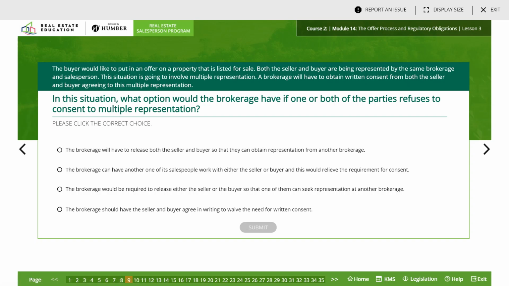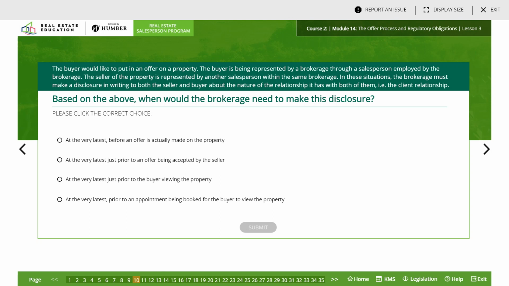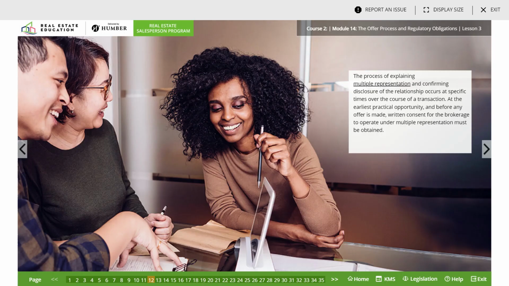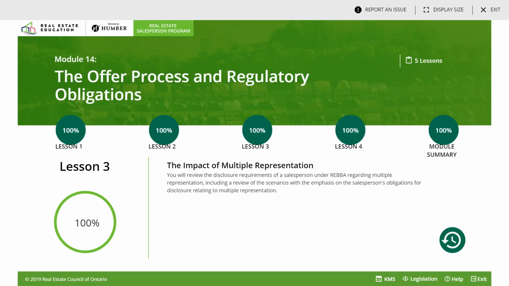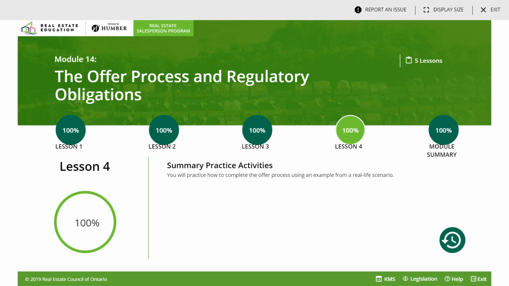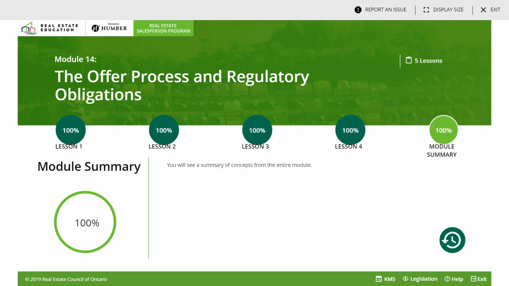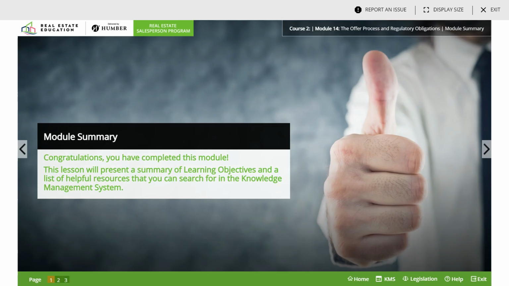Alright, so basically we've covered lesson 3. I hope I've covered everything. I hope you learned something. I also learned something today. So let's move on to lesson 4 and see what that is. Lesson 4 is basically summary and practice activities, which I don't want to do right now. You can do that on your own.